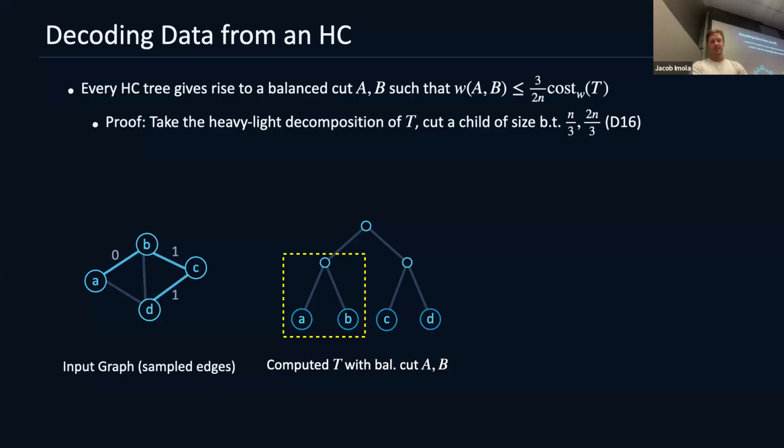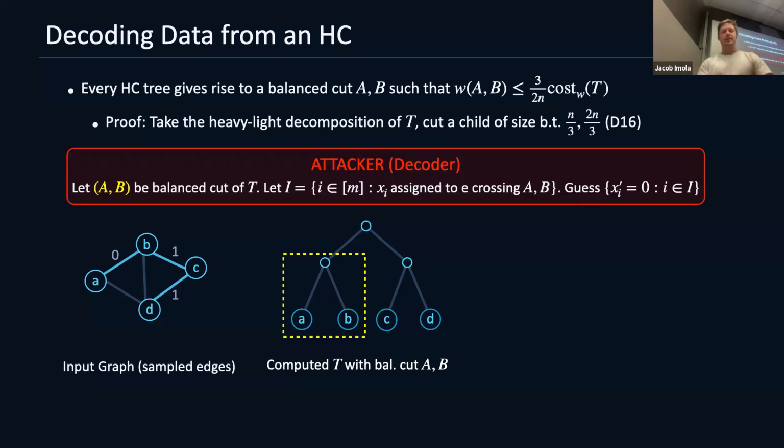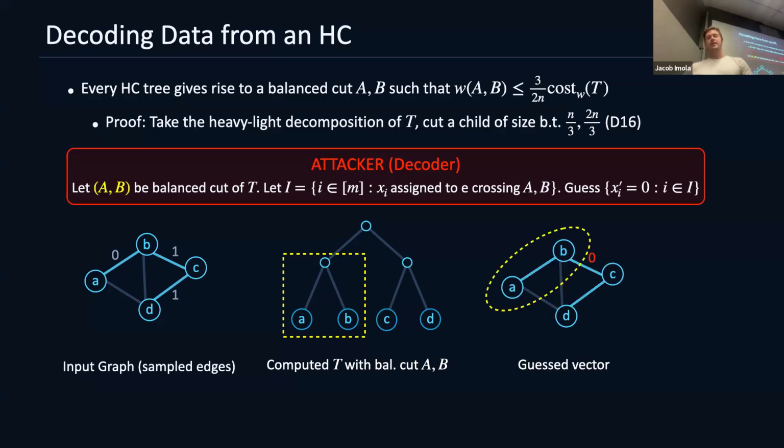Okay, so you now take the computed tree and compute this balanced cut, which you can do easily. And now the decoder only considers edges that cross the balanced cut. And for that subset of data points, it just guesses that there's a 0. That's a similar strategy to the minimum spanning tree. So in our example, it would know that the edge from B to C crosses this cut, so it guesses that the data point that was mapped there is a 0.